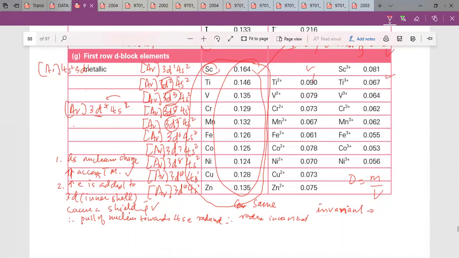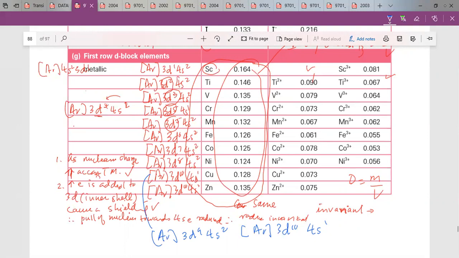Same thing for copper. See copper here, blue color. It's supposed to be Ar 3d9 and 4s2. But because the 3d10 has extra stability, in nature it will form 3d10 and 4s1. So extra stability for half-filled d orbitals and completely filled d orbitals. So you can see the progression of all these things here. So this is the electron configuration.